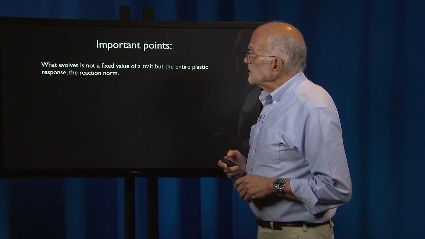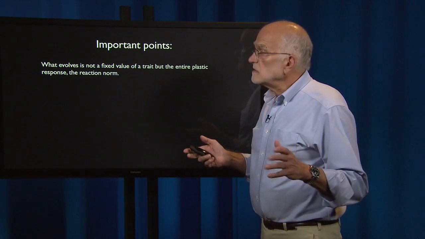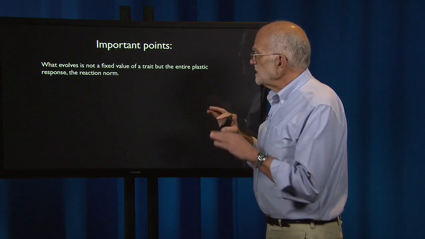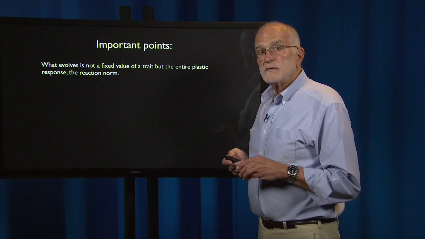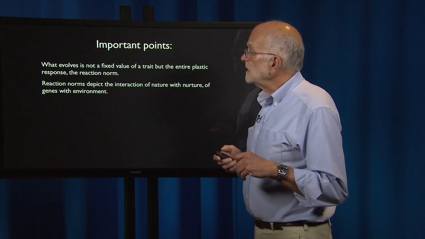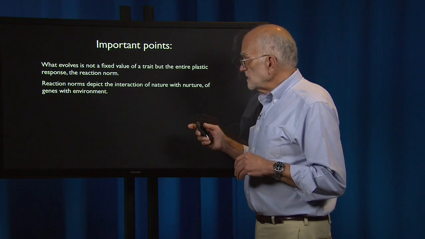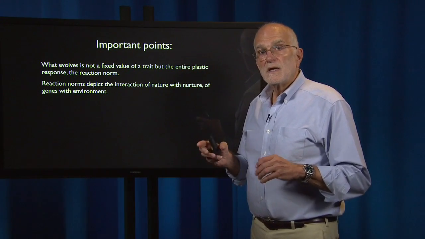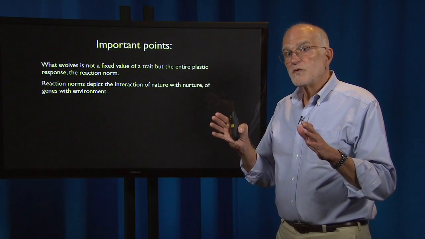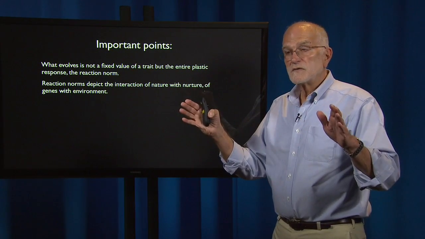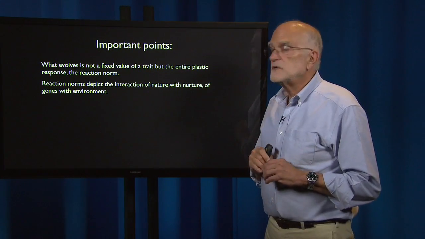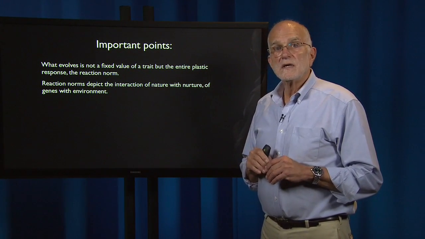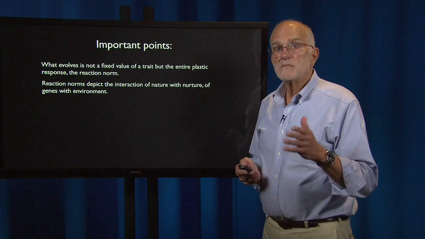So the important points from this lecture are that what evolves is not a fixed value of a trait, but the entire plastic response, the reaction norm. Reaction norms depict the interaction of nature with nurture, of genes with environment, and they are very useful for making the point that all aspects of the phenotype result from gene-environment interactions. The nature-nurture debate is a false debate. Both things are important.